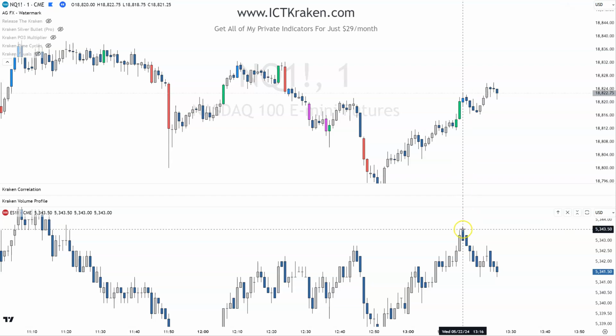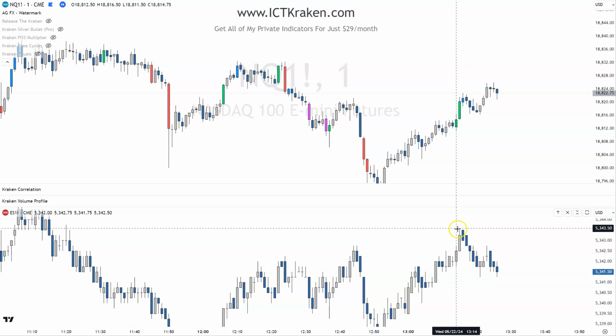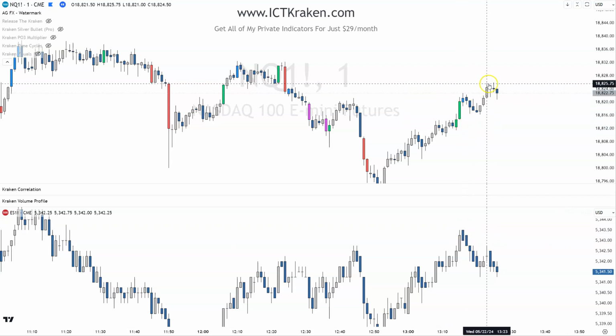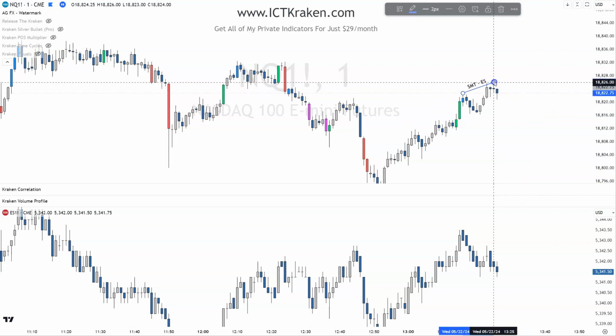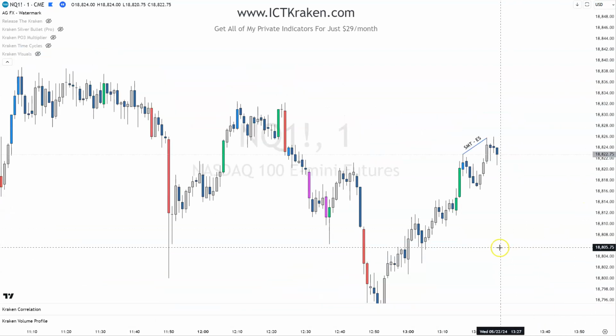Okay, so this swing to this swing is going down. This swing is higher than this one. This swing is lower than this one. This one's higher. So we have SMT with ES. Actually, it should be here. Okay, that's how I do that.